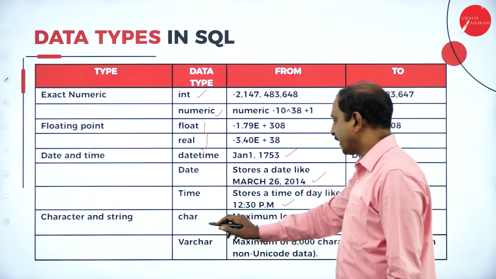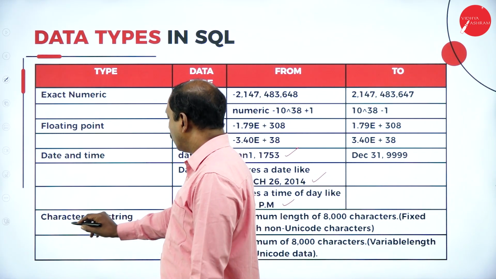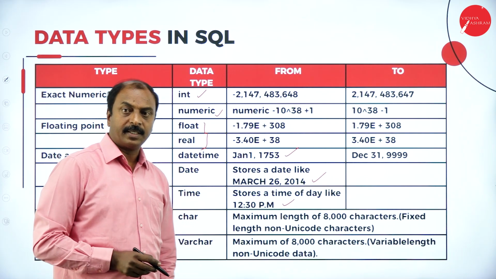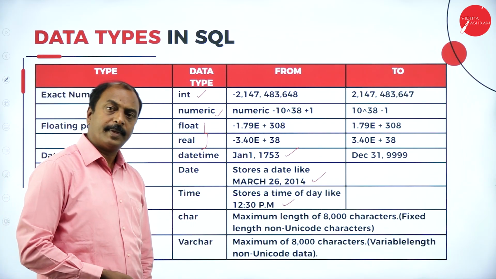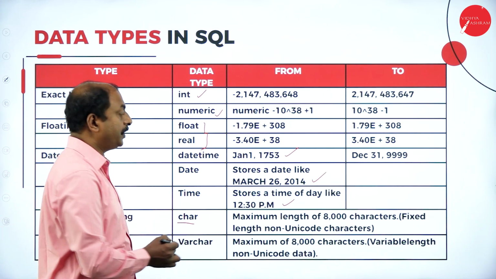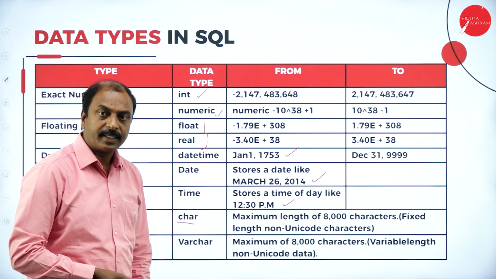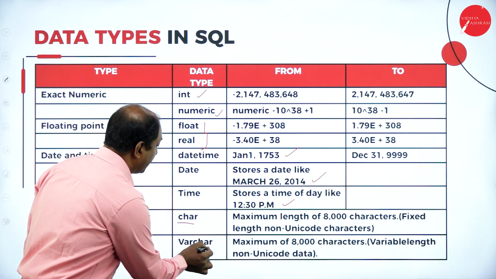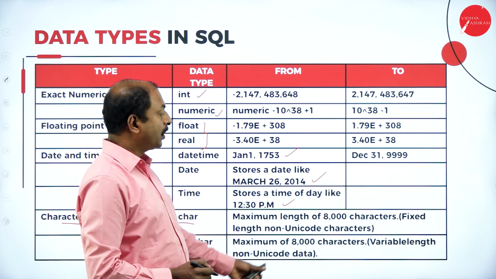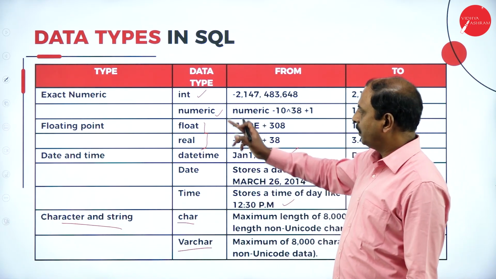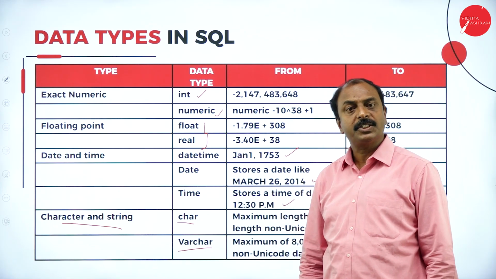Next one is character, or strings. You know what a character is? It is a single character or a group of characters, which is nothing but a string. Here we use char to store a single character or more than one character. Similarly, varchar is another data type to store a group of characters, or strings. These are all the different data types of SQL.